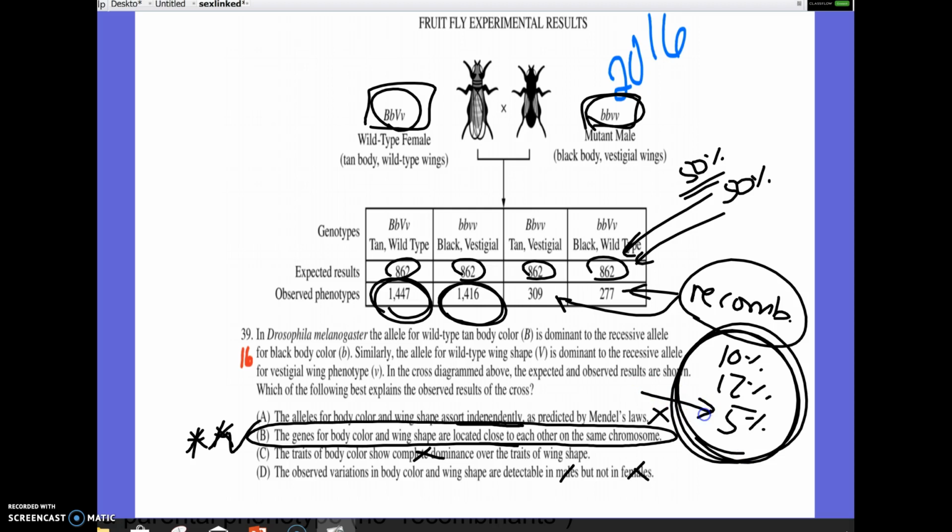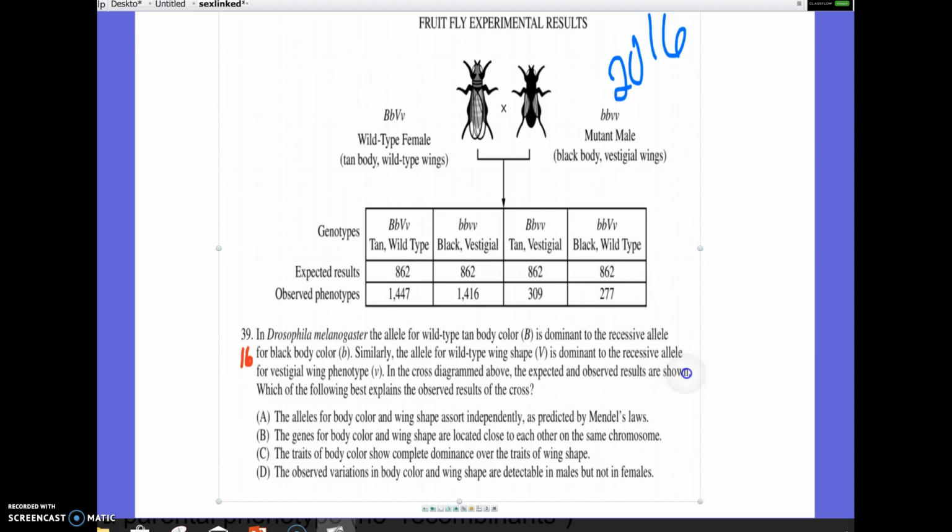In fact, 5% recombination, they'll say they're about 5 map units apart. 12%, they're about 12 units apart. They literally determine how far apart they are by how much recombination occurs. So hopefully that is an explanation for you of how linked traits work.